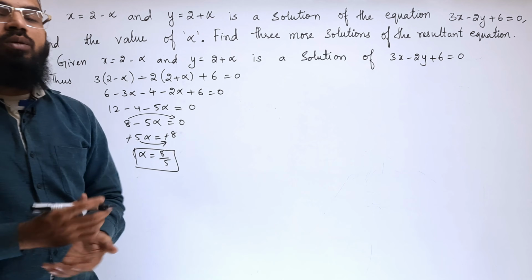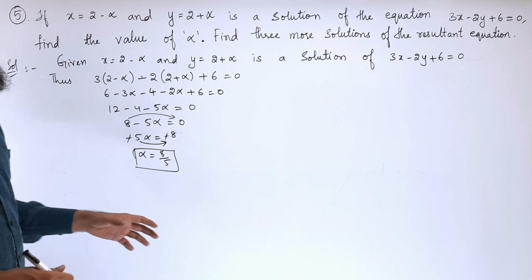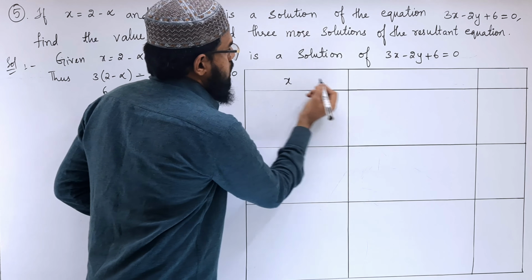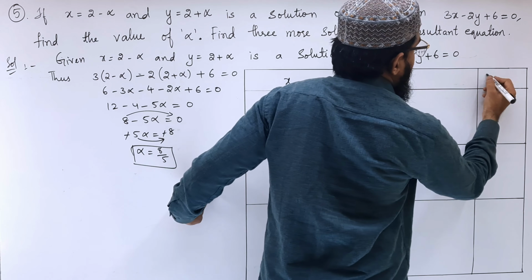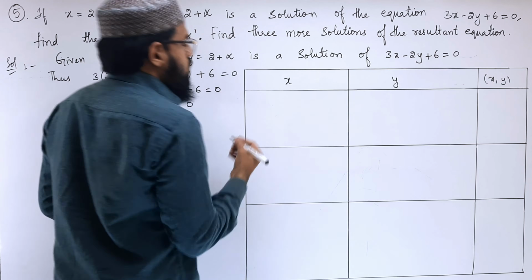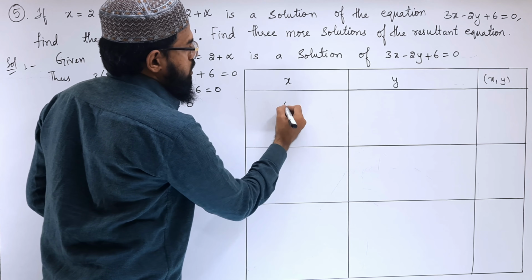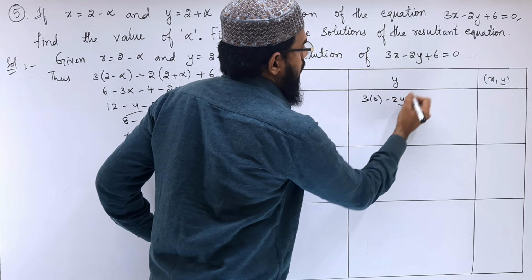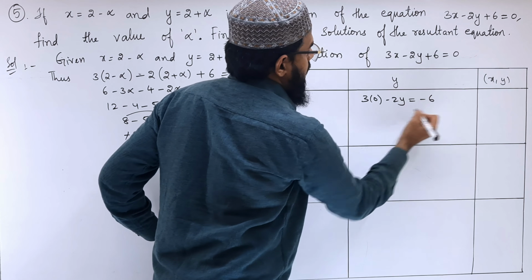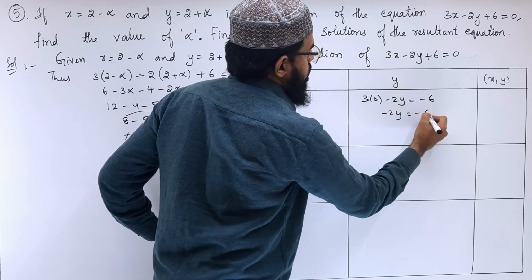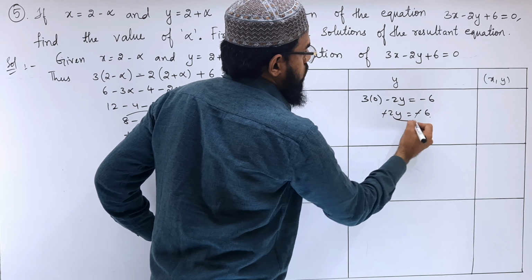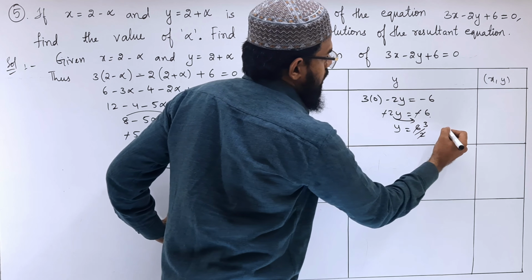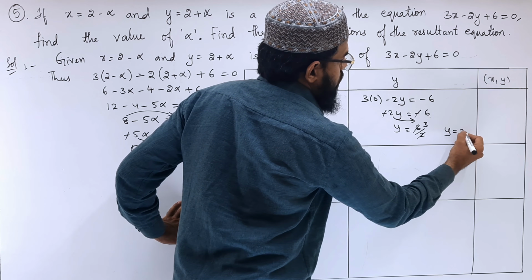Next, we need to find out 3 more solutions. For finding 3 more solutions, let us draw a box. Let us write x, y and x comma y. So in solution, let us write x is equals to 0 first. So 3 into 0 minus 2y, plus 6 goes to that side, it will become minus 6. Minus 2y is equals to minus 6. Minus minus cancel, 2 goes down. So y is equals to 6 by 2. 2 1s are 2, 2 3s are 6. So therefore the value of y is 3.